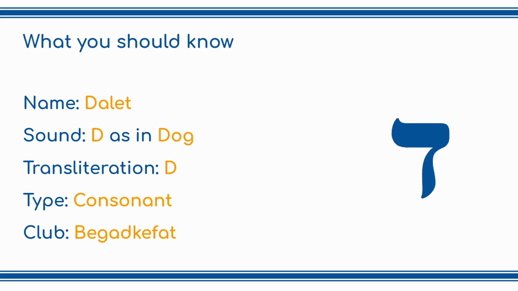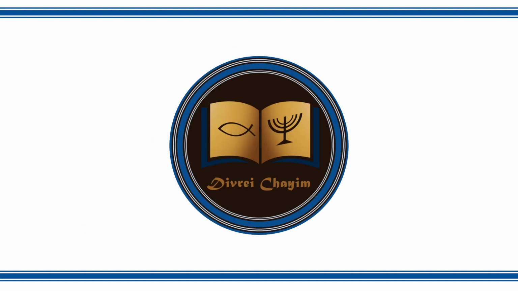Bet will change sound. It will go from a B sound to a V sound, as in van. Bet makes a B sound. Vet makes a V sound. Okay? So that's what you should know going forward from this lesson.